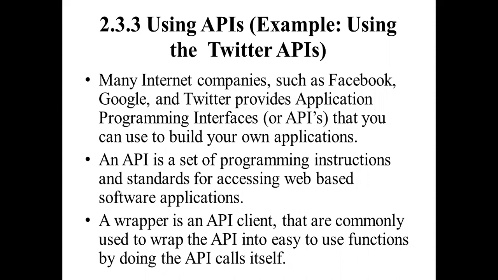There are many internet companies, like Facebook, Google, and Twitter. These are providing APIs so that we can build our own applications. You might be thinking why these companies provide these APIs. They are provided because these companies want other companies to also study their data, which can be used for marketing strategies and knowing the existing company. Here, an API is a set of programming instructions and standards for accessing web-based software applications.